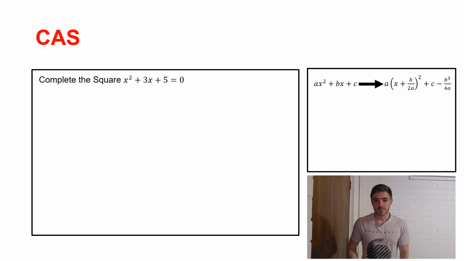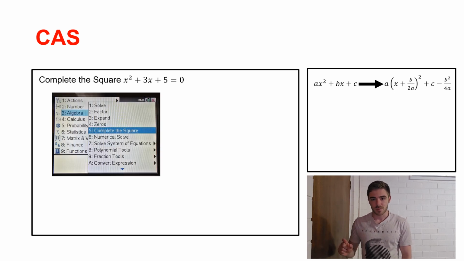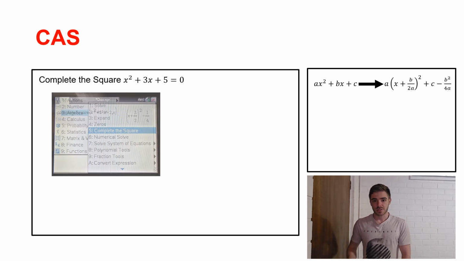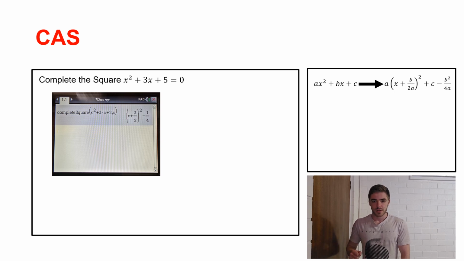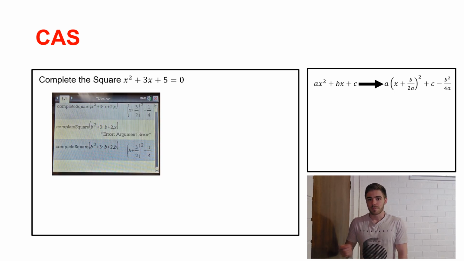As a final note, if you are in a tech active environment and you have to complete the square, then you can actually get the TI Nspire to do it for you. The function is found under Menu, Algebra, Complete the Square. You just need to tell it the function and then comma variable. For example, if your function is f of x, then you do comma x. If your function is f of b, then you do comma b.